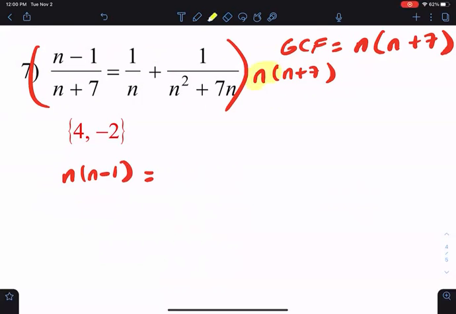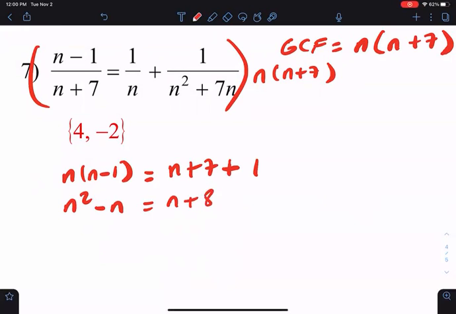So basically we're doing this, right? This times this, right? And if you do that, you get n plus 7. And then if you do this and this, which are exactly the same, then you get 1. So you just do that, right? So this is n squared minus n equals n plus 7, or you combine like terms. So this is n plus 8, right?